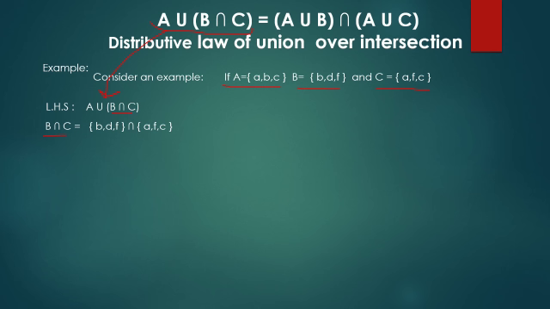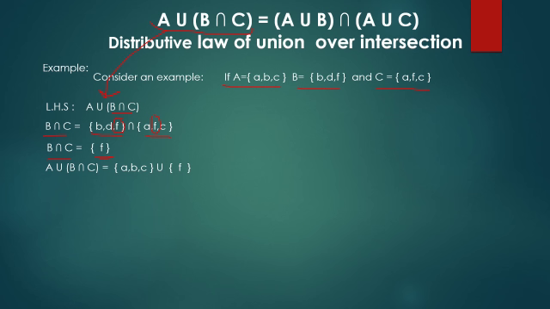So, write the elements of B, that are B, D, F, sign of intersection, then the set C having elements A, F and C. So, we take the common elements, and it has only one element as common, that is F. So B intersection C is a singleton set.